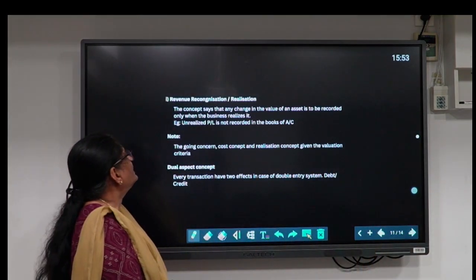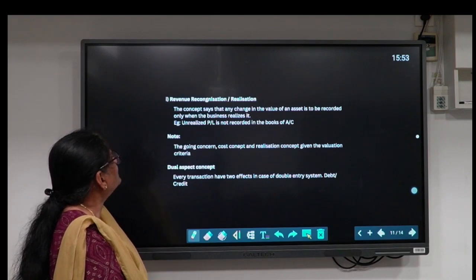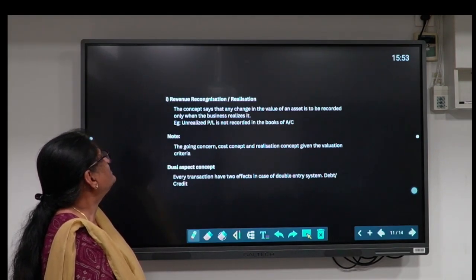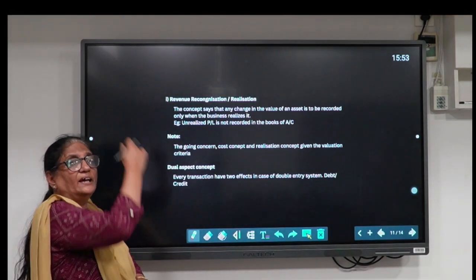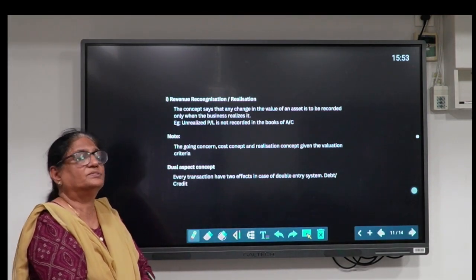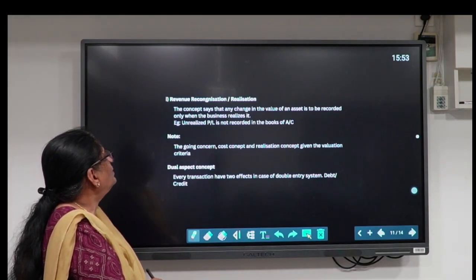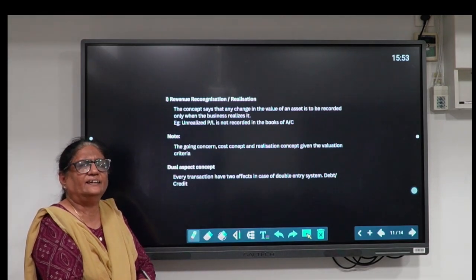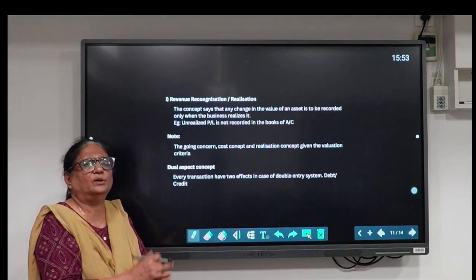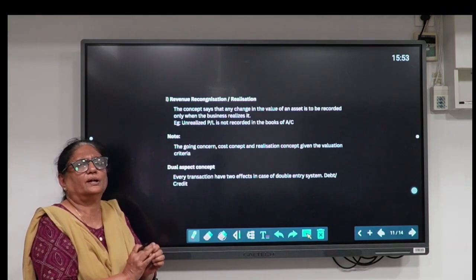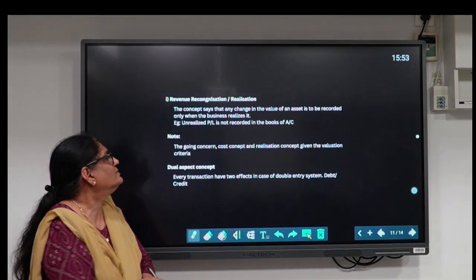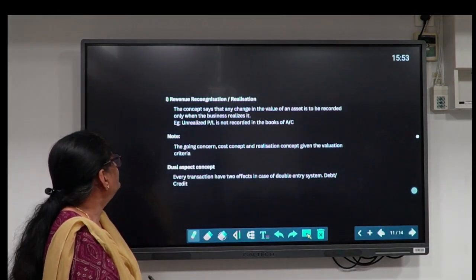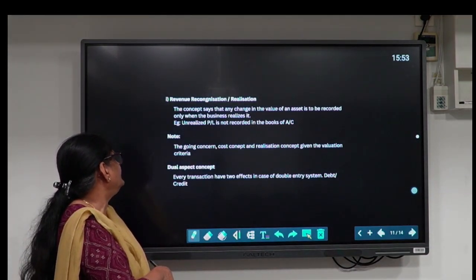So next is revenue recognition, realization. The concept says that any change in the value of an asset is to be recorded only when the business realizes it. I have told you this in your money concept also. So unrealized profit and loss is not recorded in the books of account. If some sale you have done, you record only what you have received. Otherwise, don't record it. Note the going concern, cost concept, and realization concept, which give the valuation criteria.